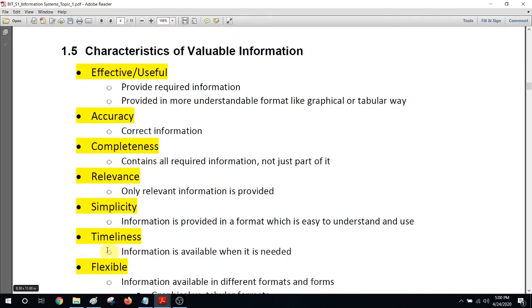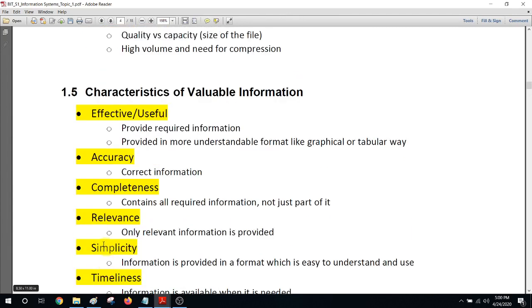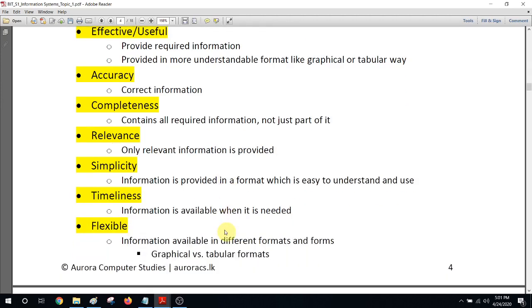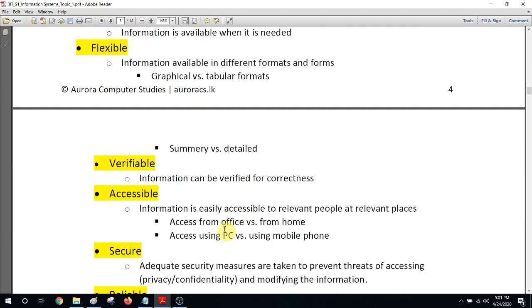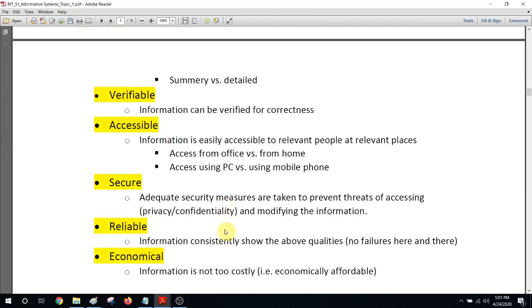Then the characteristics of good information or valuable information. You can see there's a big list. Those are very important. Obviously the most important characteristic is usefulness or effectiveness. That is why we say information is more useful than data, right? The higher the usefulness, the higher the value of the information. Then of course accuracy, completeness, relevance, simplicity, timeliness, flexibility, verifiability, accessibility, security, reliability, economical, etc.